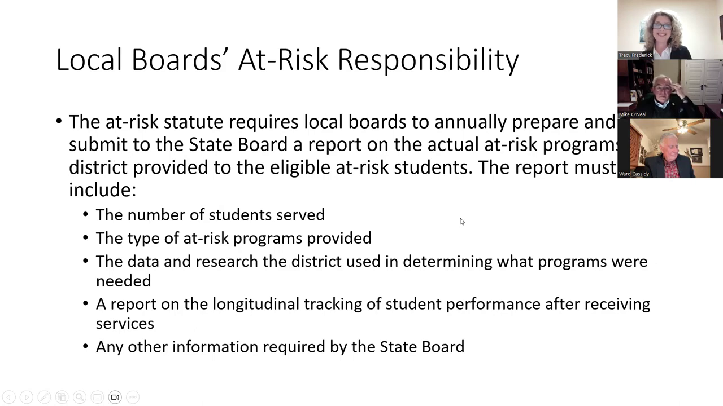The at-risk statute requires local boards to annually prepare and submit to the state board a report on the actual at-risk programs the district provided, and then include the number of students, the type of at-risk programs provided, the data and research the district used in determining what programs were needed, and a report on the longitudinal tracking of student performance, and whatever else the state board comes up with.